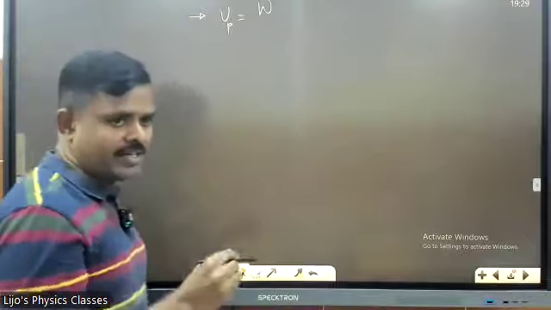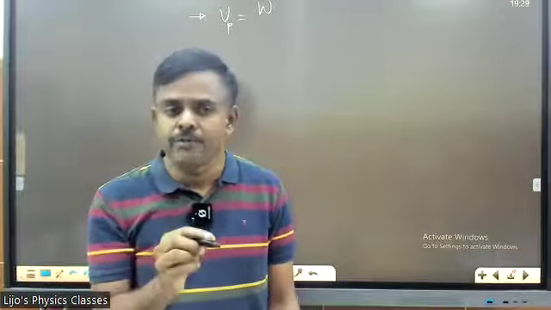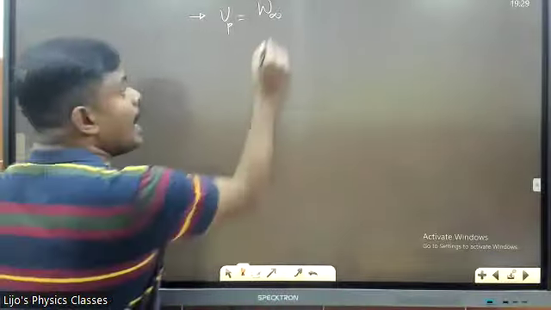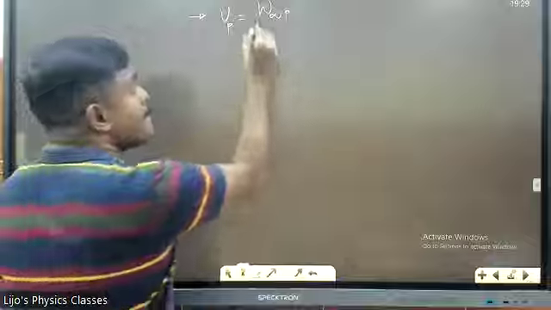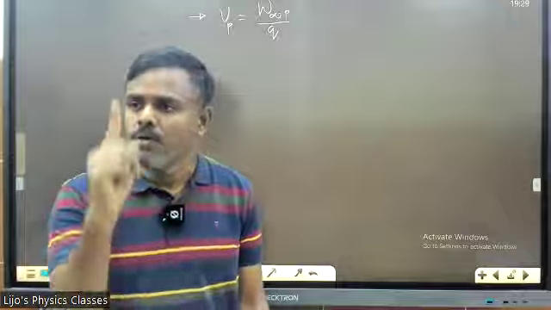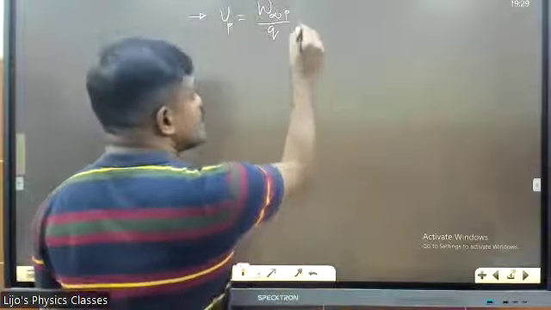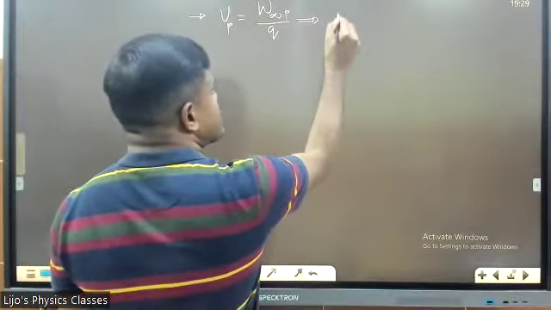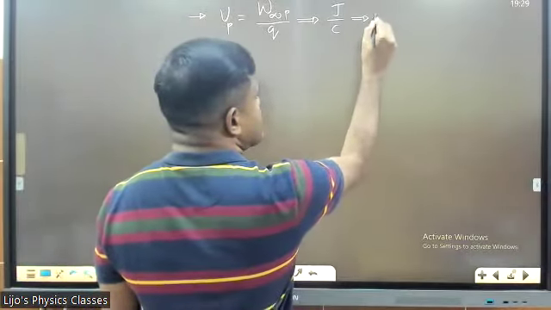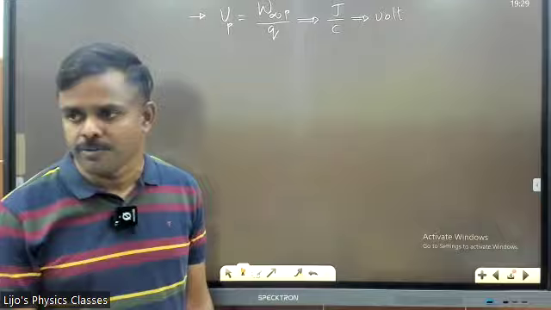Potential is what? Work done, right? Work done to bring a +1 coulomb from infinity up to the point P, per charge. Why per charge? Because you are bringing +1 coulomb, right? Got it? And what must be the unit of this? Work is measured in joules and charge is measured in coulomb. There is a simpler unit called volt. Volt is the unit of potential.